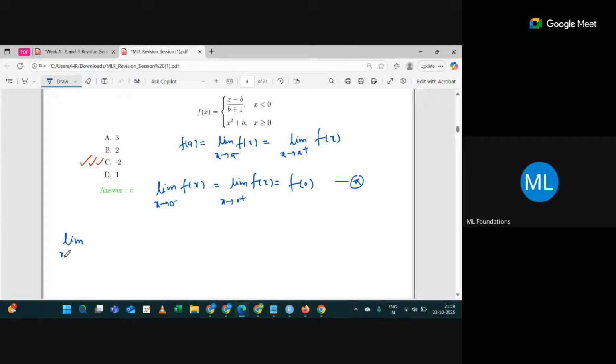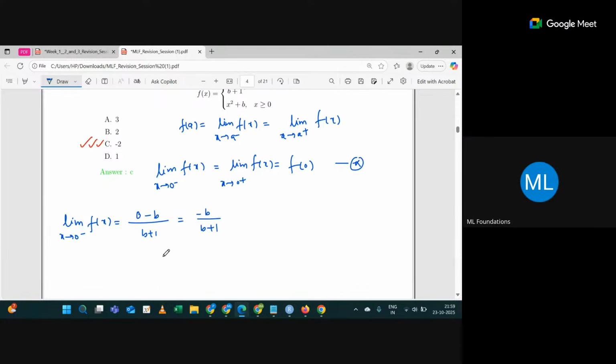Okay, so what is the left hand limit? The limit as x tends to 0 minus of f of x. So which one do we have to use? It's the first one: 0 minus b, divided by b plus 1, which is minus b divided by b plus 1. Yes or no? Yes, sir. So then for the right hand limit, it will be 0 square plus b, which is b, correct?